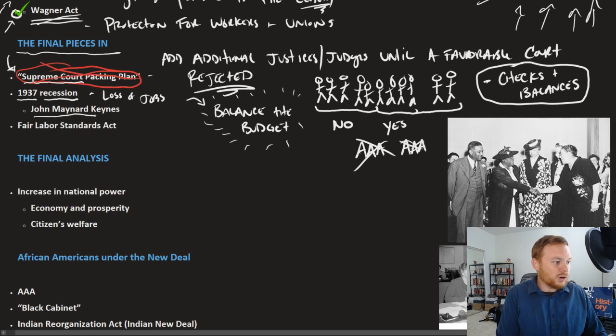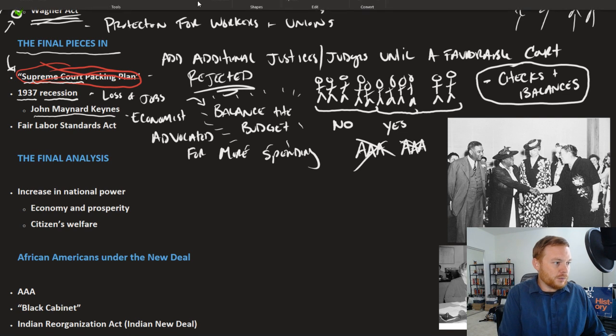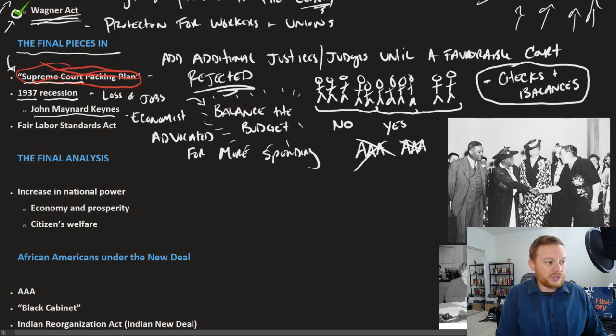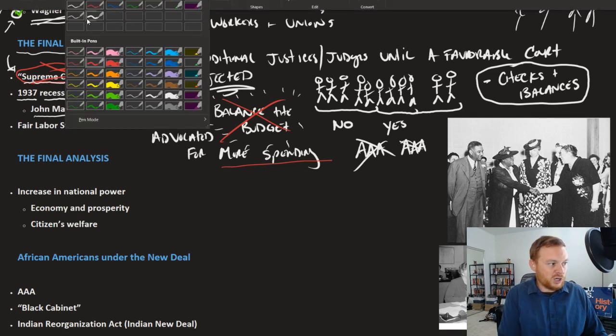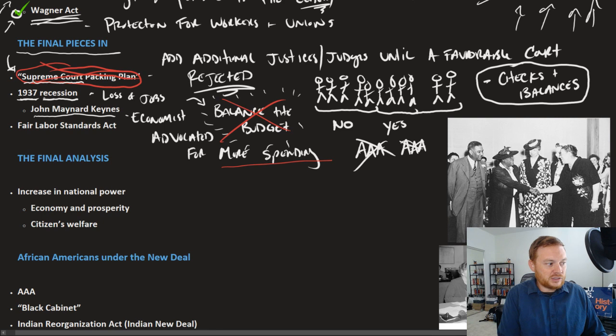John Maynard Keynes, an economist, advocated for more spending. You look at the budget and say, look, it really doesn't matter how much money you're taking in or how much money you're spending. You spend as much money as is necessary in order to solve the economy. And after a brief recession in 1937, Roosevelt proceeded with keeping up government spending to keep people employed and to keep the economy going.